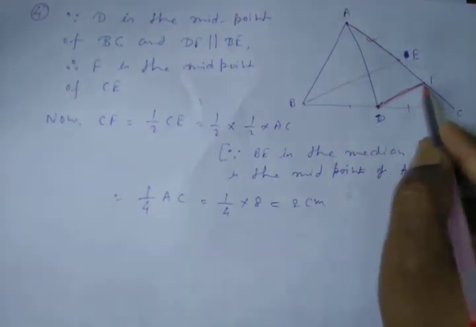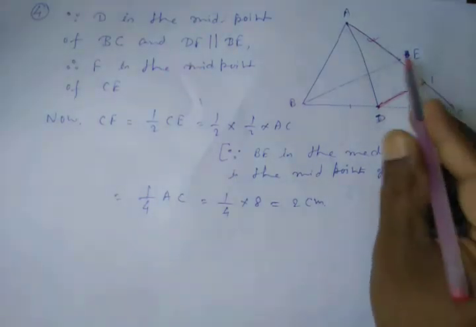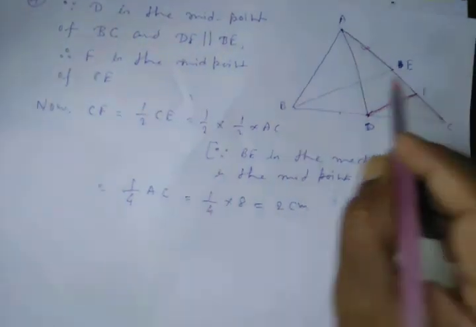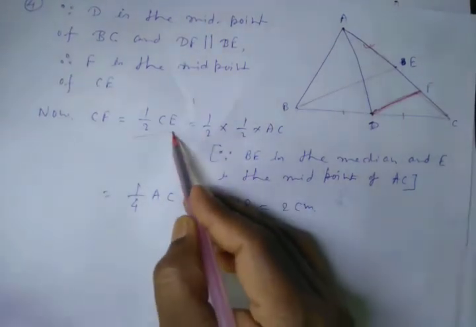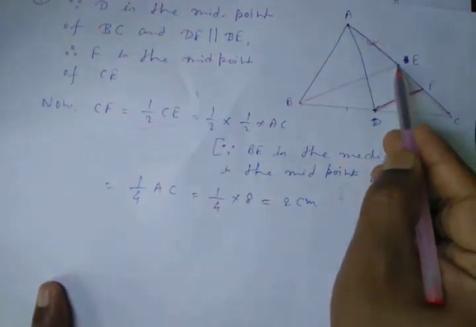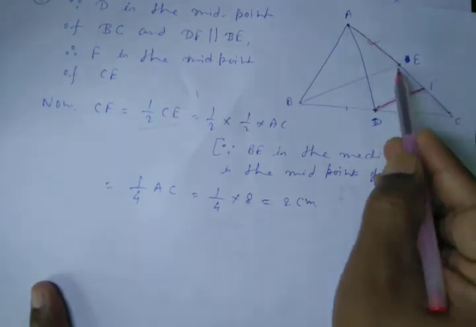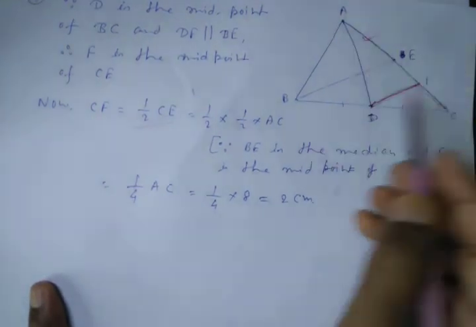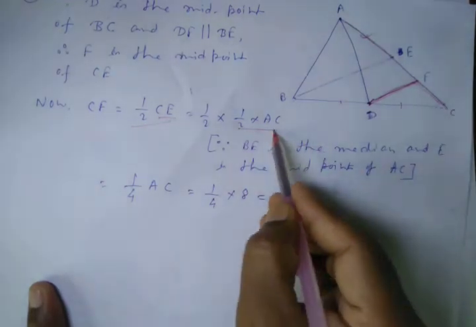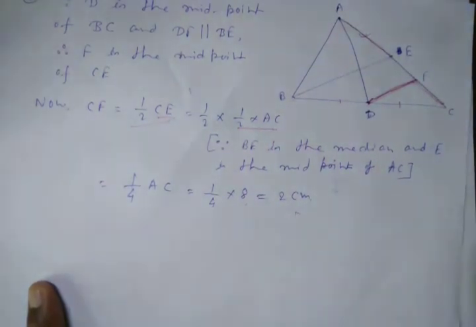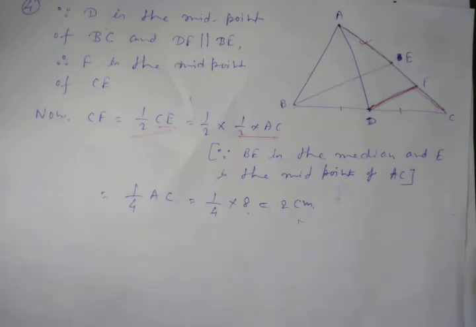So F is the midpoint. Therefore, CF is equal to half CE. We can write CF equal to half CE. And you also know that E is the midpoint of AC, so CE is equal to half AC. So in place of CE, write half AC, and then put the value of AC, that is 8. Then the answer is 2 centimeter.